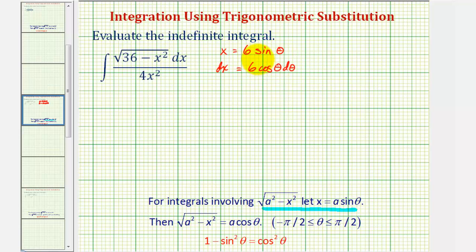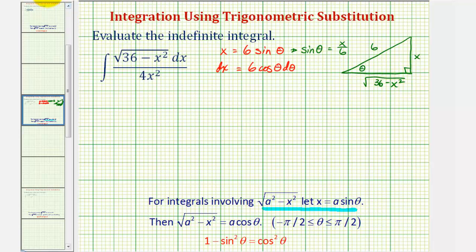Before we go on, let's sketch a reference triangle for angle theta. Notice if x equals 6 sine theta, then sine theta equals x divided by 6. So if we sketch a right triangle, and call this angle theta, we can label the opposite side x and the hypotenuse 6, and therefore this other leg would be equal to the square root of 6 squared minus x squared, or the square root of 36 minus x squared, using the Pythagorean theorem.